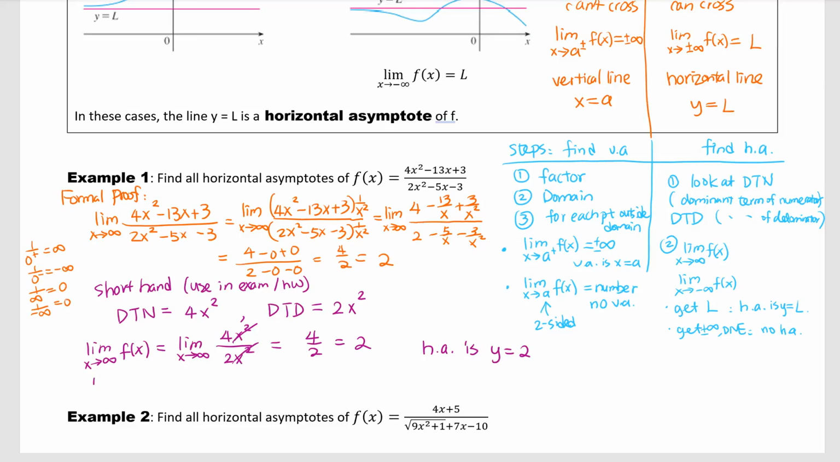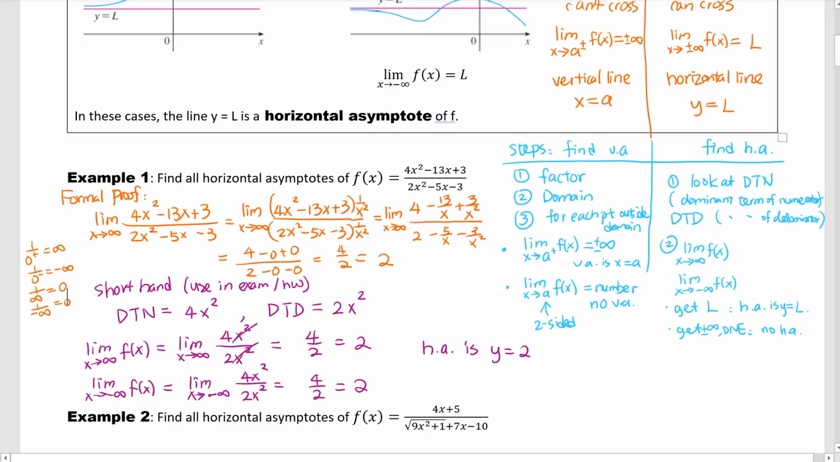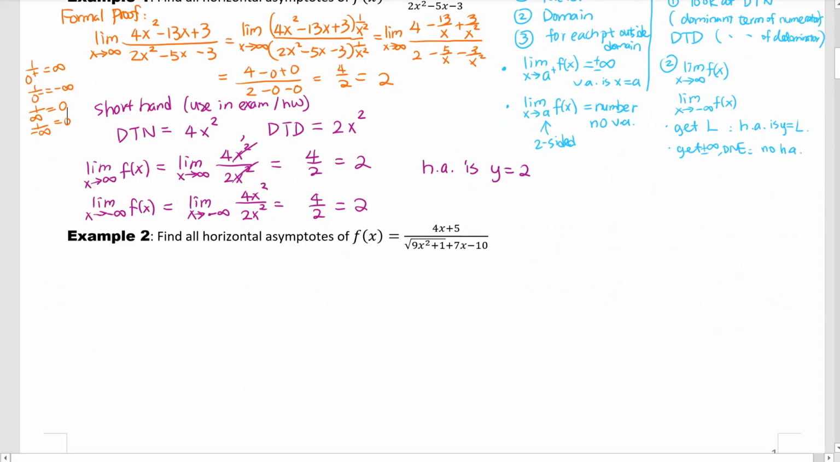And we also need to check the other side. Well, you can see the other side is just gonna be the same thing, right? So we still have 4x squared over 2x squared is still 4 over 2, which is 2. So we will have the same number. So actually, for this example, both sides will have the same horizontal asymptote, which is y equals 2. Okay, so this is the first example.